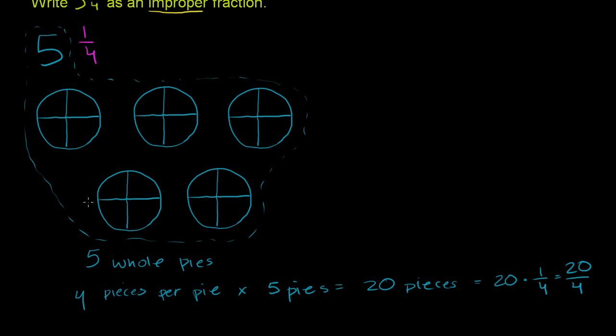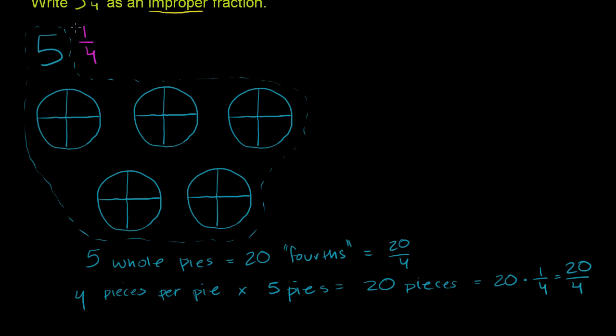So we have 5 whole pies is equal to 20 fourths. Let me write it like that. 20 fourths. Or we could write it as 20 over 4. I've kind of done the same thing twice. So that's what the 5 pies represent: 20 fourths, or 20 pieces where each piece is 1/4.